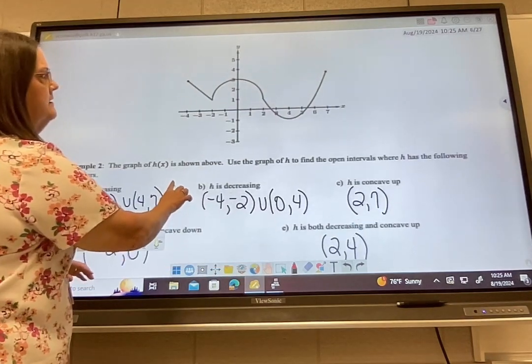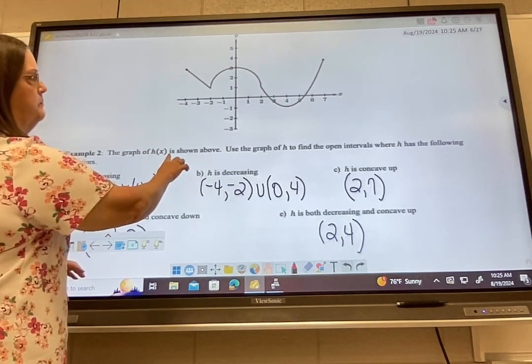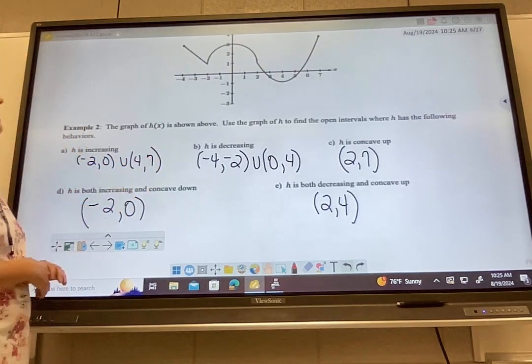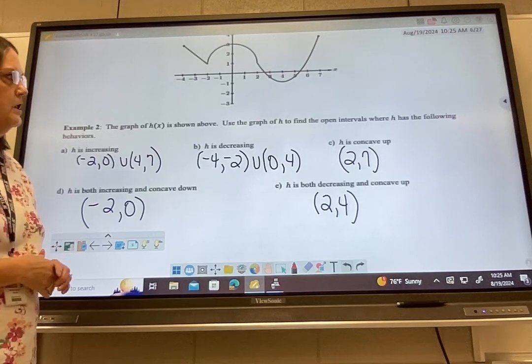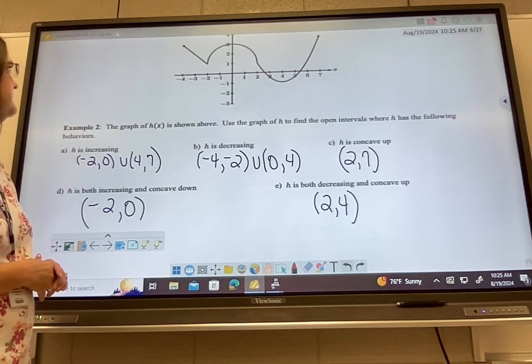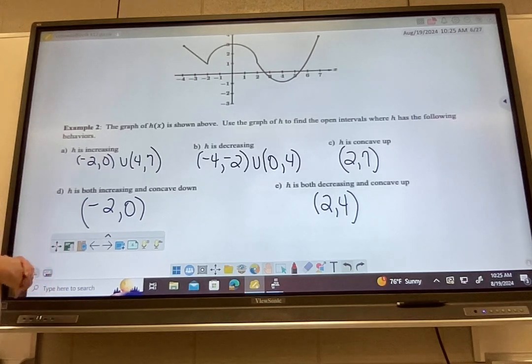And we are looking at this graph. See that graph there? I'm going to pull it up just a little bit more so we can see the questions. The graph of h of x is shown below. Use the graph of h to find the open intervals where x has the following behaviors. Where is the graph of h increasing?